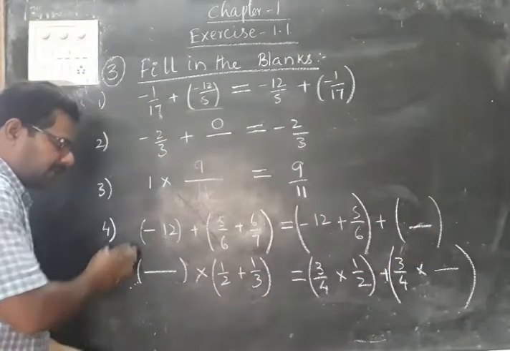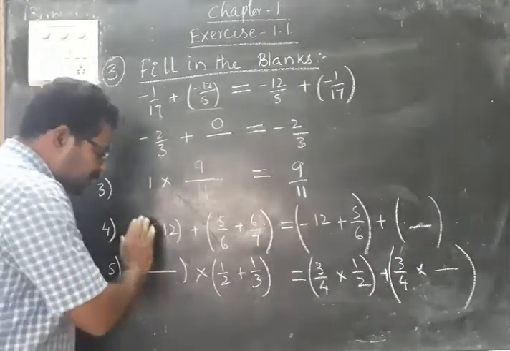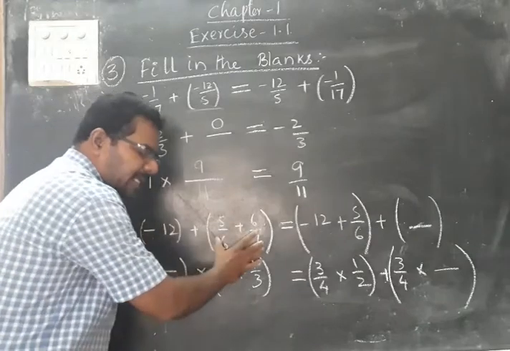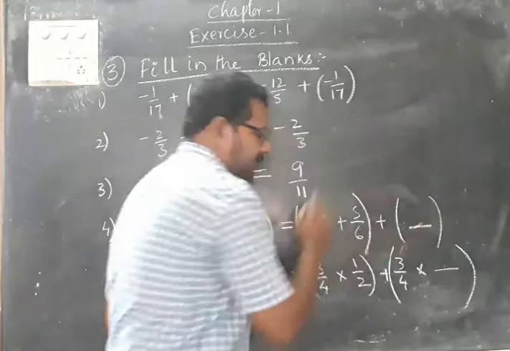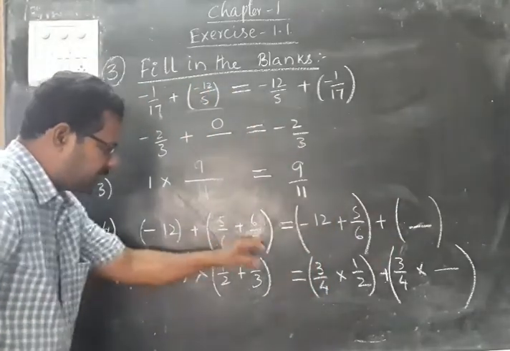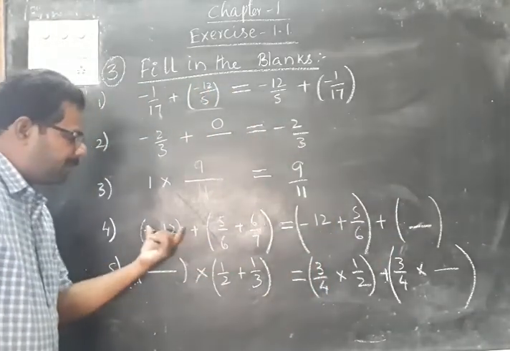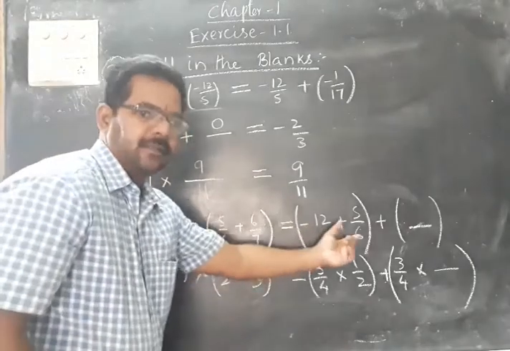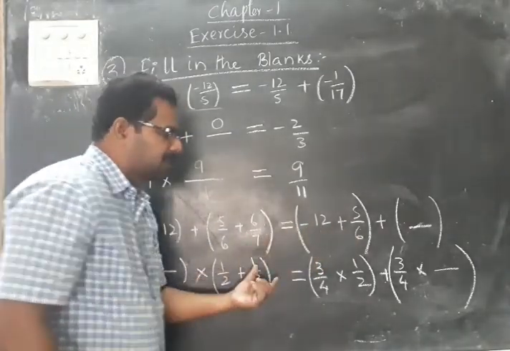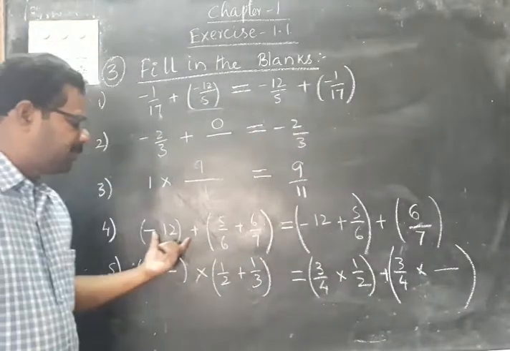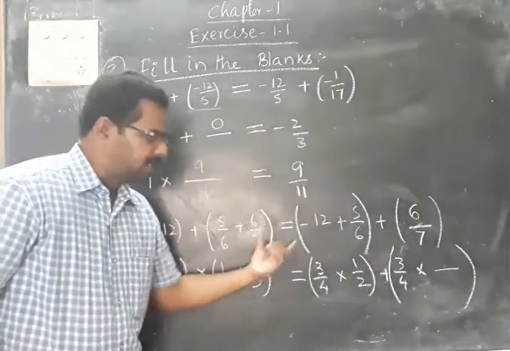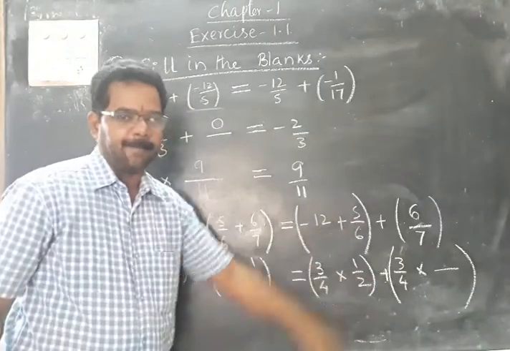That means here, what is the property they are following? A plus B plus C is equal to A plus B plus C. A, B, C, three numbers we know. So A plus B we have taken on the right hand side. So what is left over? This is 6 by 7. So 6 by 7 is the answer.